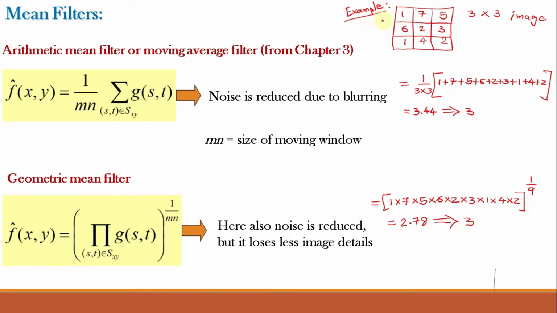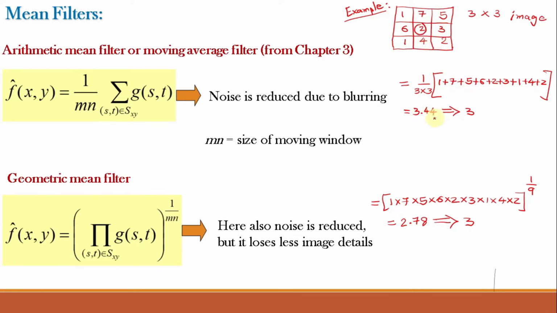So let us say, for example, this is our 3x3 image. On this 3x3 image we place a filter mask having values 1, right? We will be multiplying 1 into 1, 1 into 7, 1 into 5, 1 into 6, 1 into 2, 1 into 3, 1 into 1, 1 into 4, 1 into 2 and adding all the values, okay, and divide by m cross n, that is 3 cross 3. So this is how you will obtain the arithmetic mean value of this center pixel.